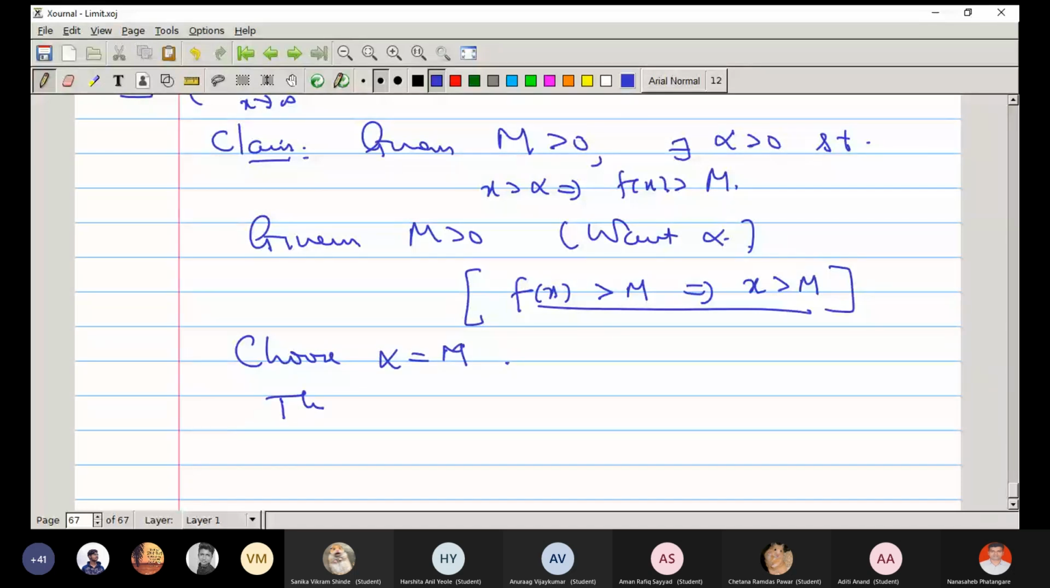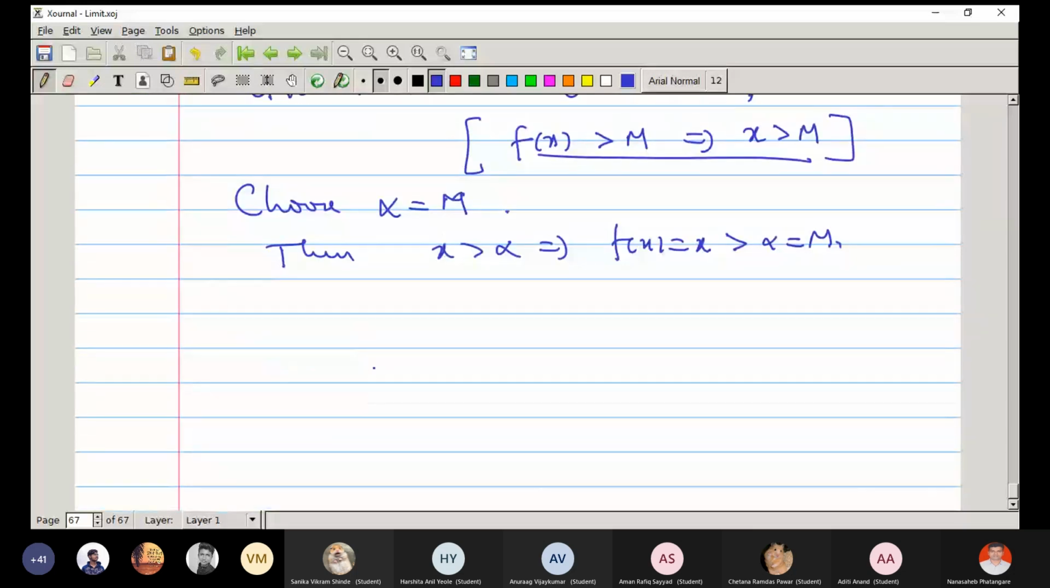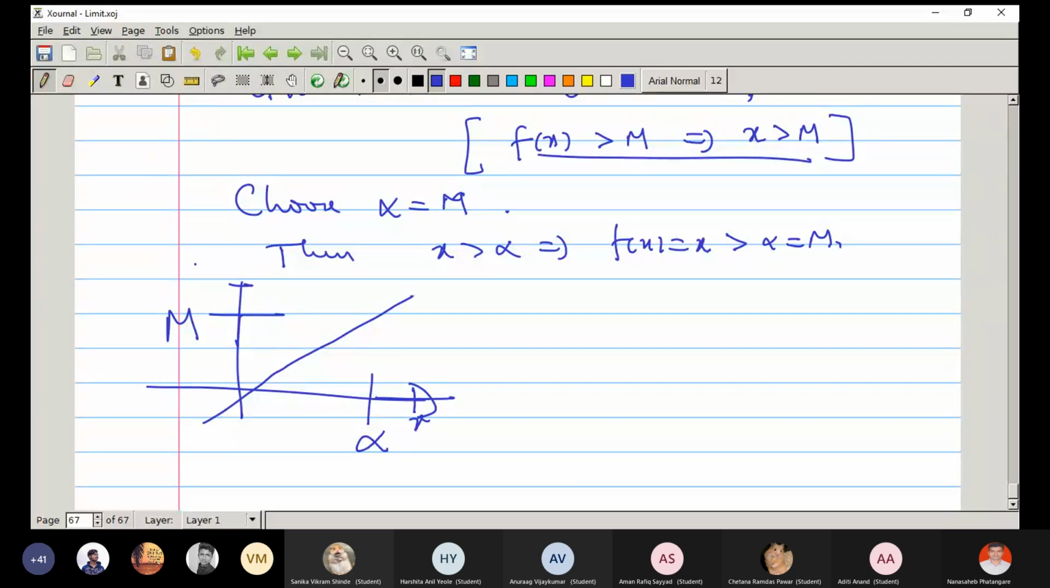right? Then x greater than alpha means f of x, which is the same as x, is greater than alpha, which is m. So in this way, for every m, we can produce alpha. Ultimately, if you look at the function f of x equals x, whatever m you give me, I can give you alpha. If x is greater than alpha, then f of x is greater than m. This is what it means.